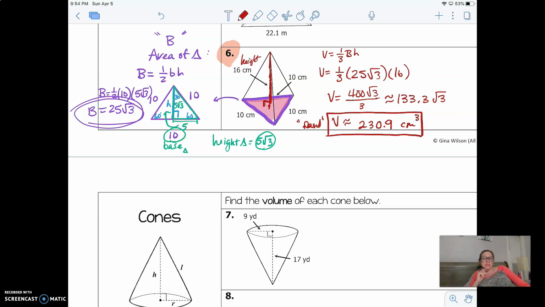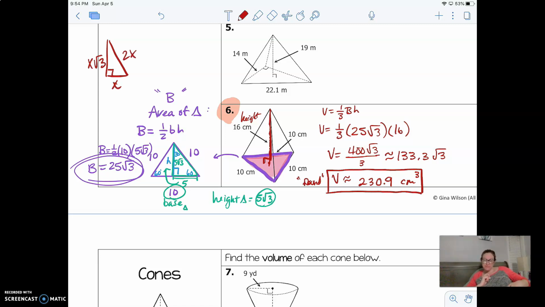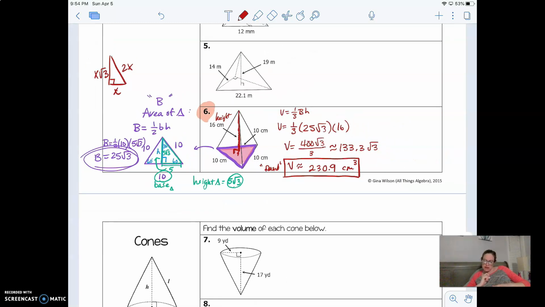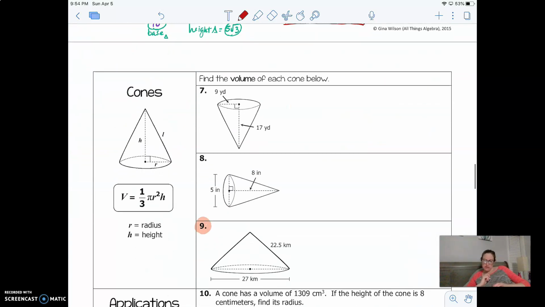Okay, so this one was a good one because you're using 30, 60, 90 now. So make sure you don't forget the rules for 30, 60, 90: x, x square root 3, and 2x. All right. Okay. And then let's move on to cones.